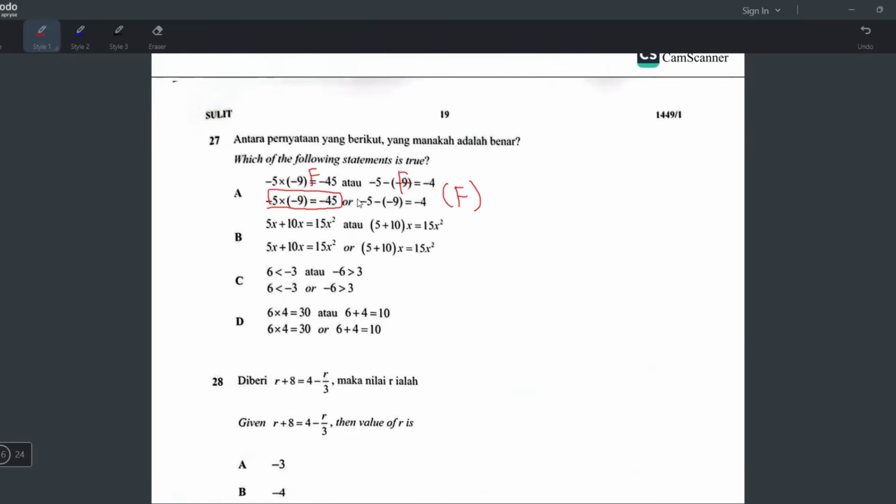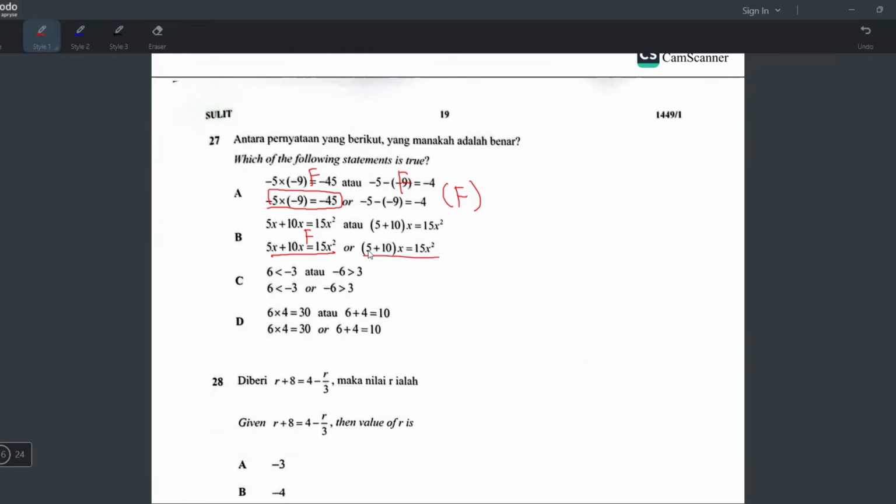This is also false. So if both are false, then automatically false already. Okay. So the middle word is not important. Because if both are false, then the middle word is not important. Because both are already false, the whole thing is automatically false. Okay, B. 5x plus 10x should be 15x. But he wrote 15x square. Oh no, this is false. Okay, just false. Okay, what about this?